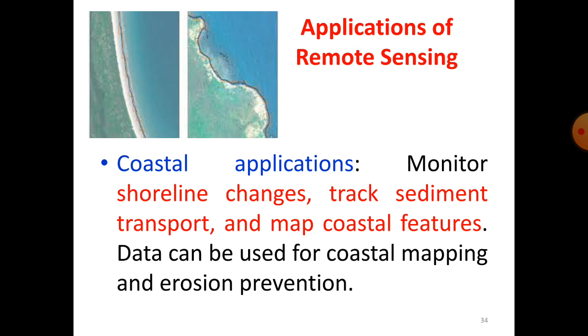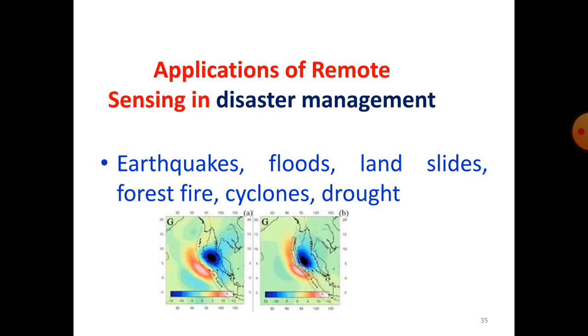Remote sensing technology is also used to monitor the coastal areas, such as shoreline changes, that is the shores of the sea and oceans, track sedimentation transport, and map coastal features. So, these are all the important applications related to hydrology and oceanography of remote sensing.